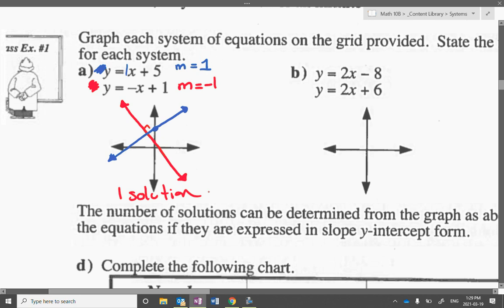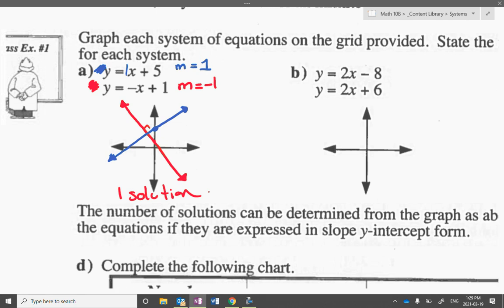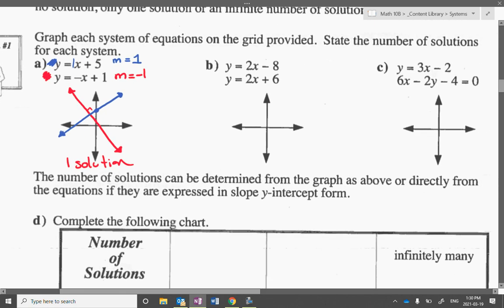In grade 10, you will only come across a maximum of 1 solution. In grade 11, you'll see you can actually get 2 solutions or 3 solutions depending on the graph. We will only ever do a max of 1. Okay, let's look at B.